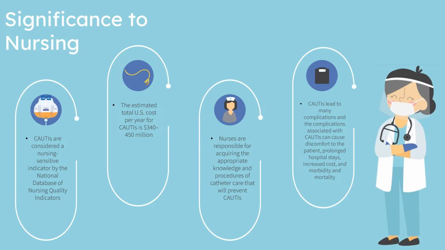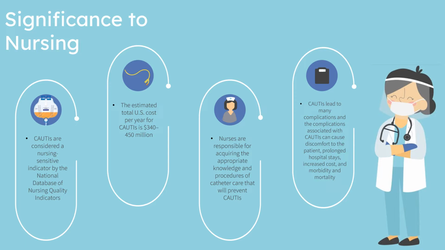CAUTI prevention is extremely important to nursing as it is considered a nursing-sensitive indicator by the National Database of Nursing Quality Indicators. This means rates of CAUTIs are analyzed quarterly and annually to evaluate the quality of nursing care at the micro and macro level. Additionally, hospital leaders, the Centers for Medicare and Medicaid Services, the Joint Commission, and other regulators use quality indicators to assess the level of care nursing staff provides on the macro level.